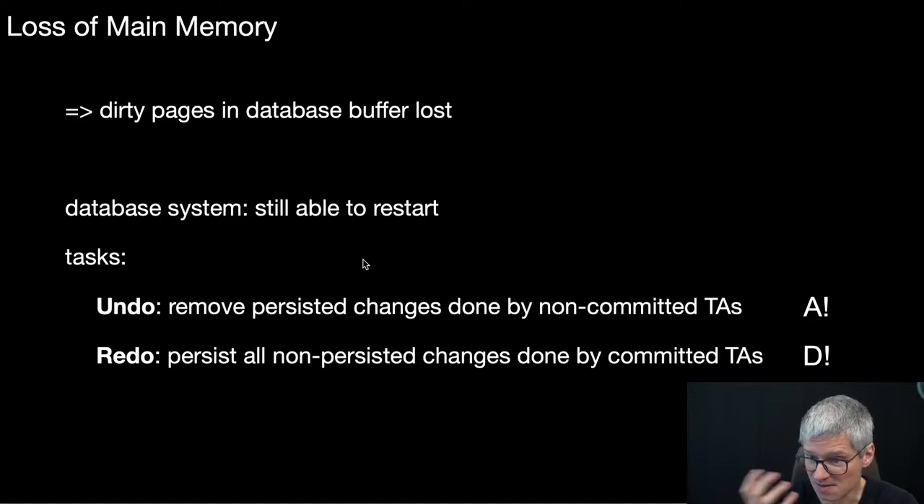Those are the main tasks we will be looking at today. Undoing stuff of transactions that didn't commit. Those transactions are also called loser transactions. Loser transactions are transactions that did not commit, and winner transactions are the ones that committed. So for loser transactions, we may have to undo things, and for winner transactions, we may have to redo things in the database store.